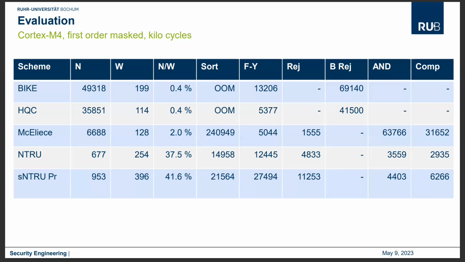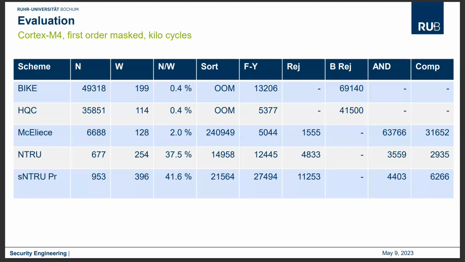Then for Fisher-Yates, we can see, for example, for HQC and McEliece, the runtime is very competitive because it depends on W. And then the rejection method is not secret-independent in its runtime, so we cannot use it for BIKE and HQC, but for the other cases, it's one of the fastest methods. For BIKE and HQC, we can use the bounded rejection method, but this method doesn't make sense for the other ones because it's always slower than the simple rejection method. What we can also see is that the bounded rejection method is always slower than Fisher-Yates. So actually there is no use case for the bounded rejection method.